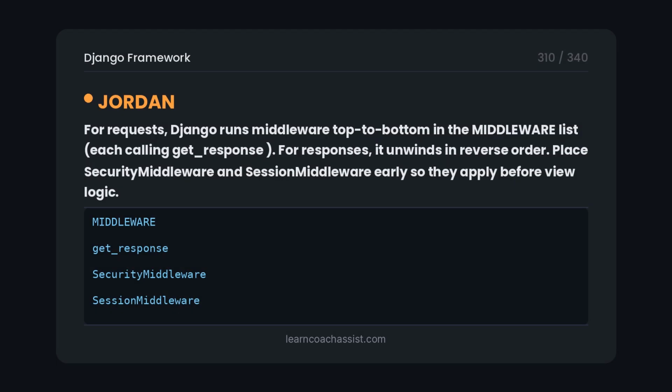What is the order of middleware processing? For requests, Django runs middleware top to bottom in the middleware list, each calling get_response. For responses, it unwinds in reverse order. Place security middleware and session middleware early so they apply before view logic.